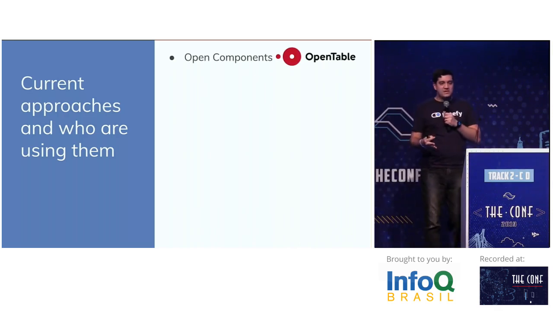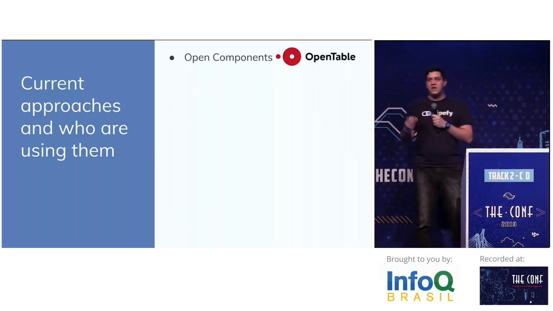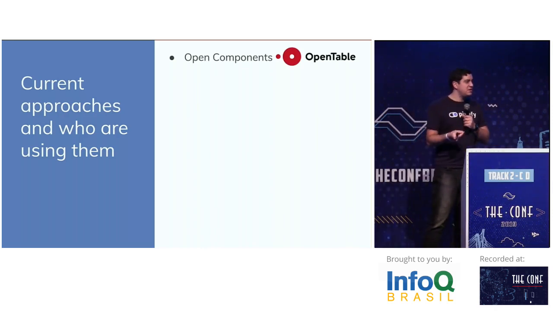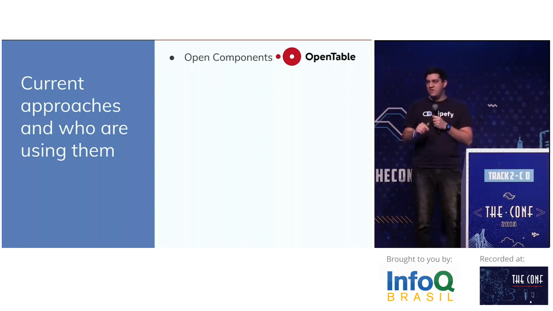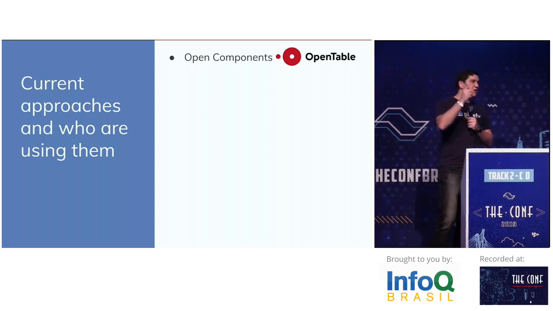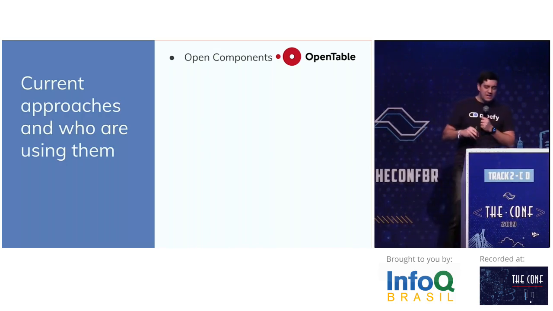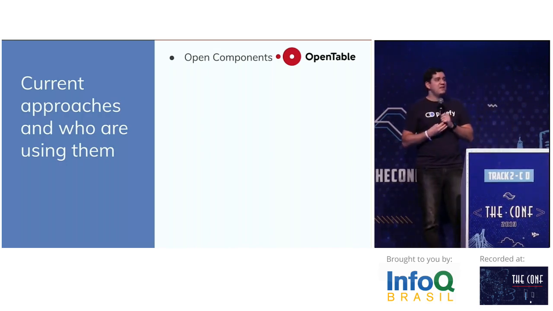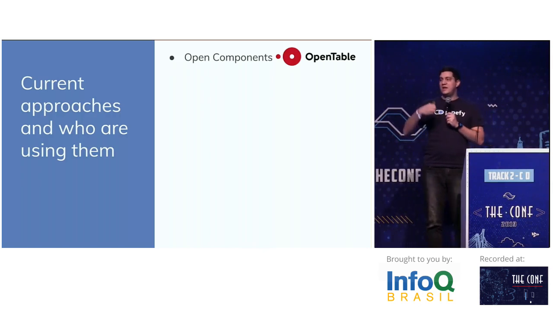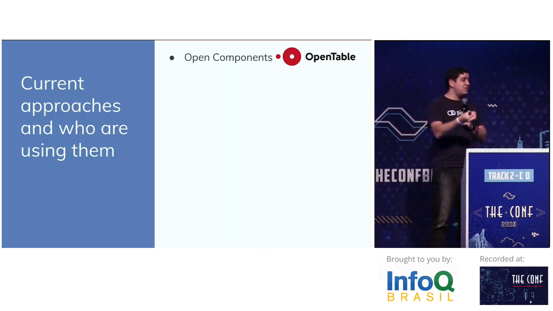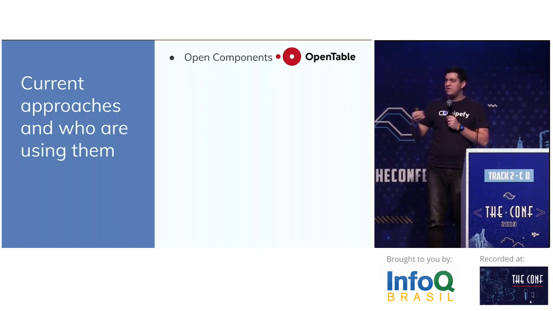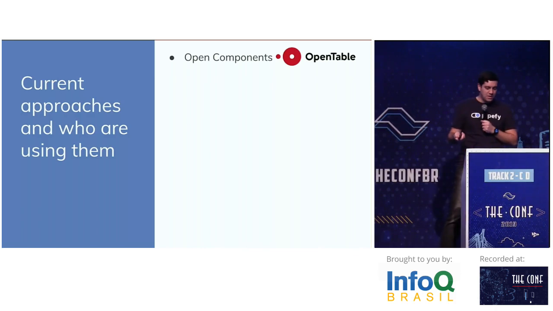The first strategy is called Open Components. It was created by the company called OpenTable. They are a restaurant reservation service. I think they have some places here in Brazil, but they are really strong in the US and I think in Europe. The idea of Open Components is that they have a registry where the micro-frontends are registered, and this registry is the one responsible to compose and orchestrate how the micro-frontends are going to be shown and send it to the browser, to the client.